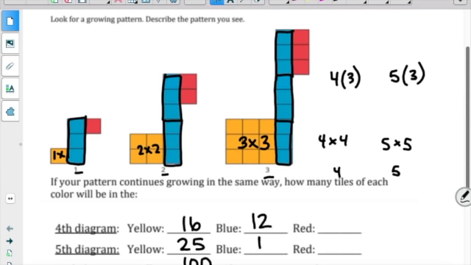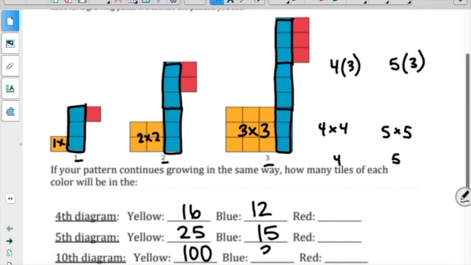What about in the 10th diagram? Well, there would be 10 3s, so 30. And the last one is red. In the first diagram, there's 1 red square. In the second diagram, there's 2 red squares. In the third diagram, there's 3 red squares.